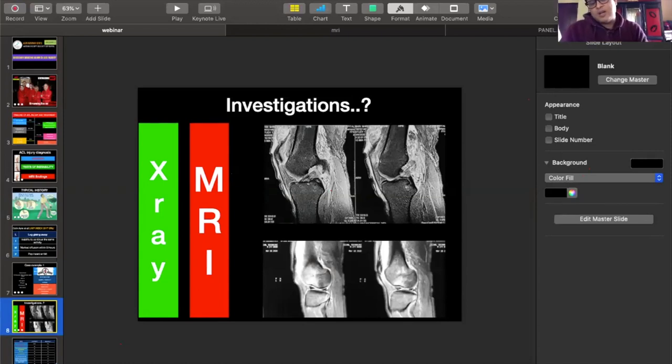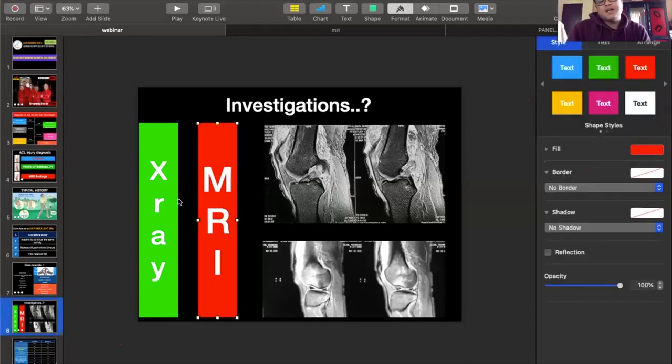Then when do you advise MRI, sir? MRI, whenever I'm suspecting ACL injury, as soon as possible. Okay, absolutely. Maybe sometime within a week, or maybe two weeks, depending on when the patient comes. This has been discussed in the last panel discussion as well.